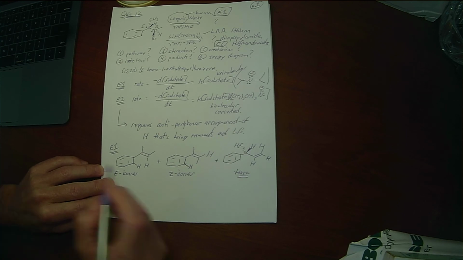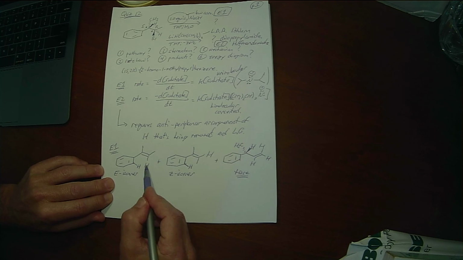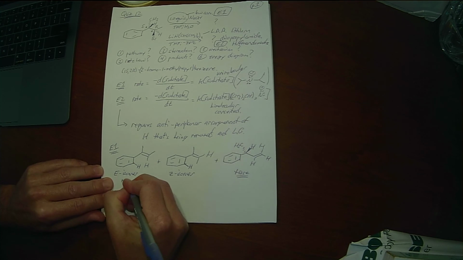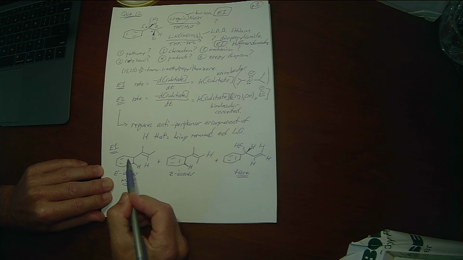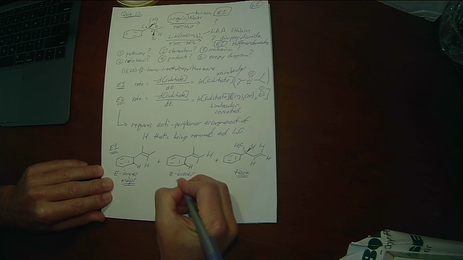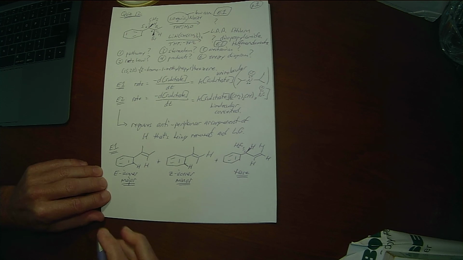See? This one, right? The methyl group isn't going to really want to talk to that hydrogen. These two hydrogens are less of a problem. So the major isomer should be this E isomer where the bulkiest substituents are on opposite sides. The minor product should be this Z isomer and then just traces of that for E1.